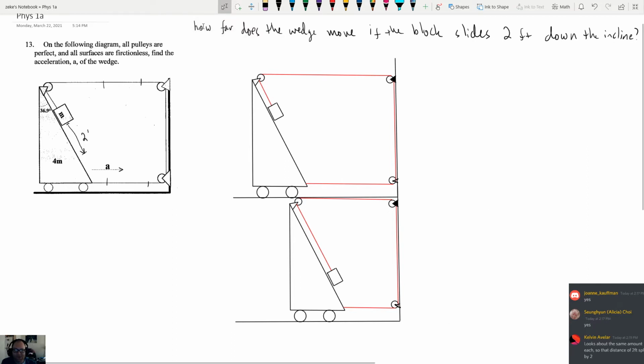So the answer to the question is, how far does the wedge move if the block slides 2 feet down the incline? If we have to split that distance in half between the top and the bottom, then the answer is that the wedge would move 1 foot to the right. Right? 1 foot.